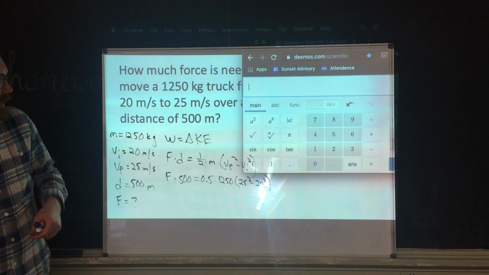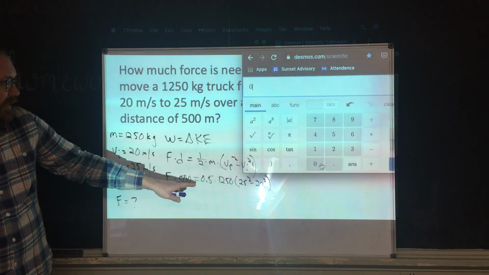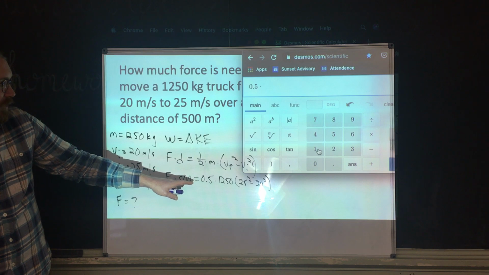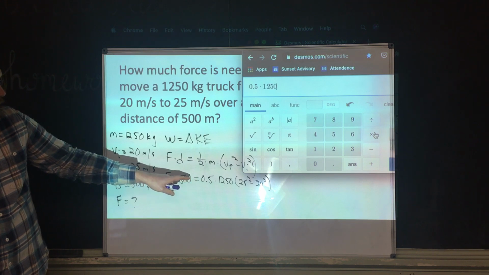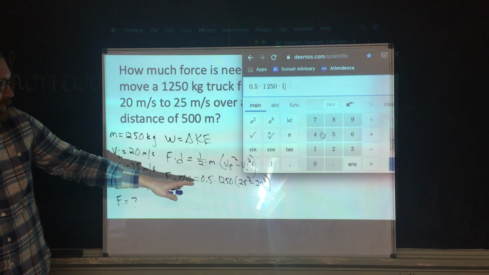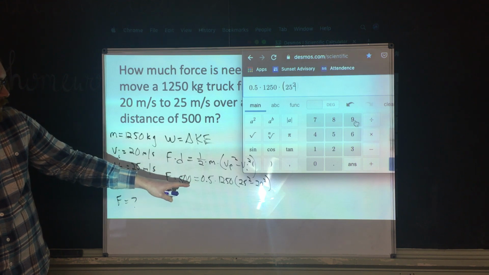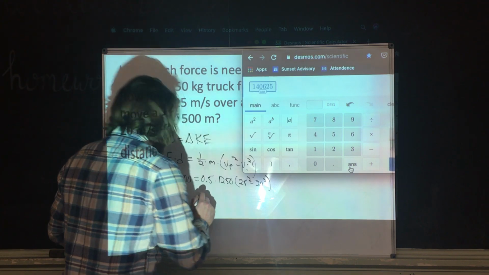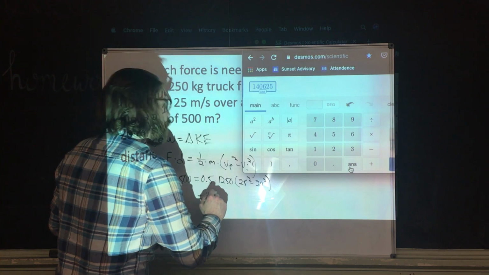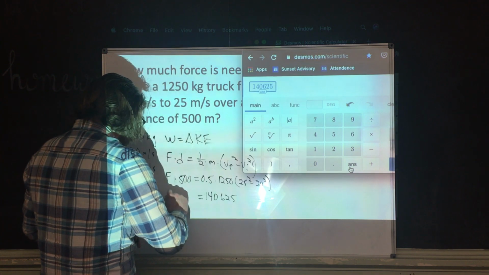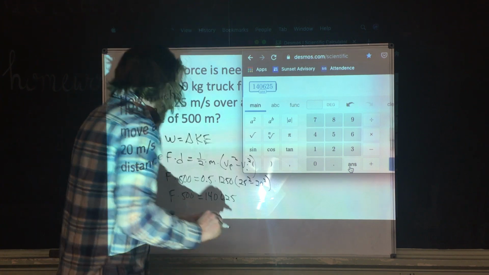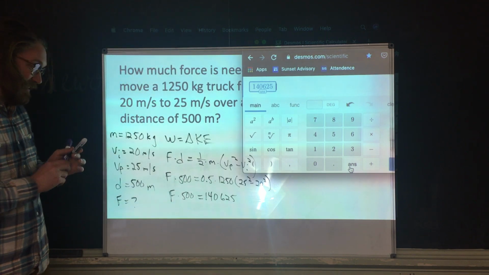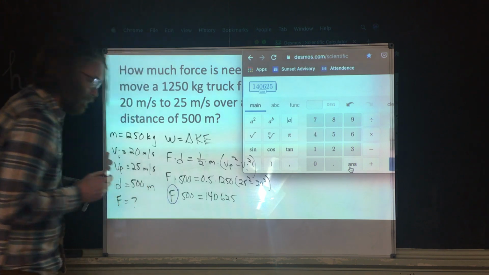Here we go. Clear everything out. Okay. Punch our numbers in. 0.5 times 1,250 times, parentheses, very important, 25 squared minus 20 squared. See how easy that was? Close parentheses. I hit enter, I hit answer, and that gives me my answer. So this side of the equation over here, we already figured out. We have 140,625 joules, and that equals my force times 500. See how quickly that became really easy? We're looking for force. Boom.